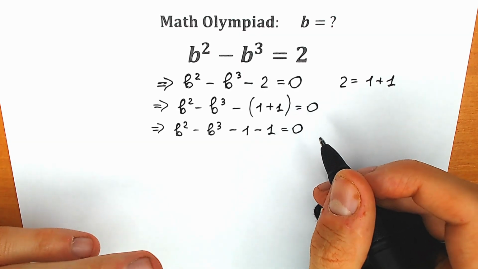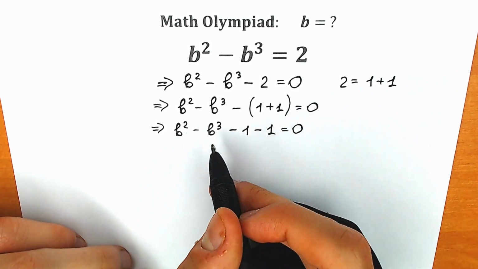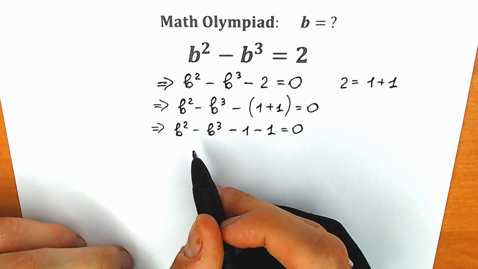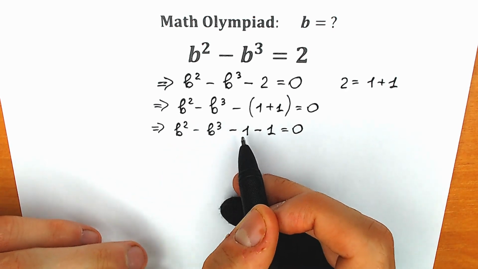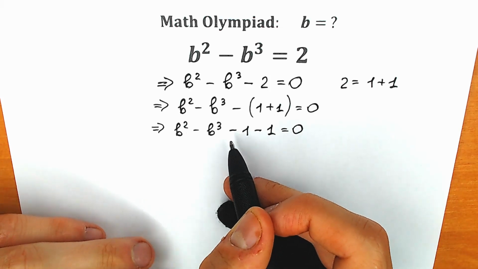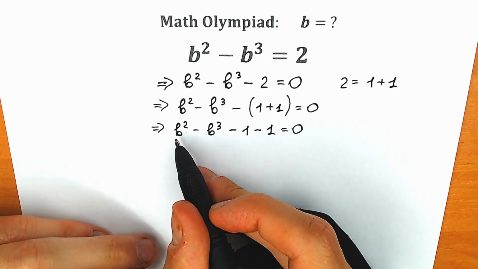And right now let's look closely at what we have. We have 4 expressions: 2 variables and 2 constants. This one b squared, this one b cubed. But how can we express these constants? Maybe we can express them as 1 square and 1 cube, and then we can group squares and cubes.